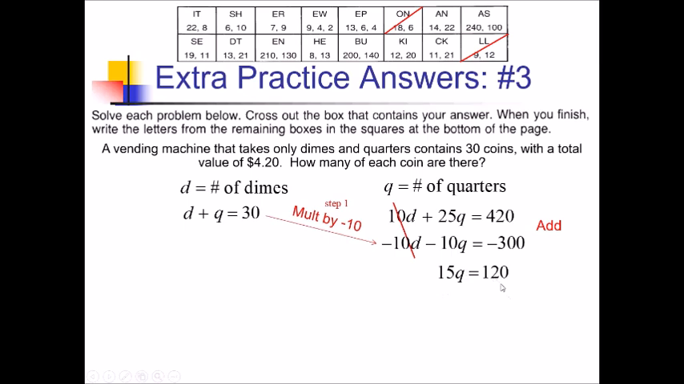And if I divide both sides by 15, I happen to know that that's going to be 8. 8 times 10 is 80. 8 times 5 is 40. 80 plus 40 gives us the 120. So 8 quarters.